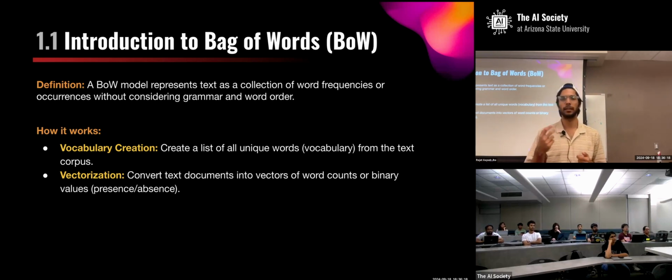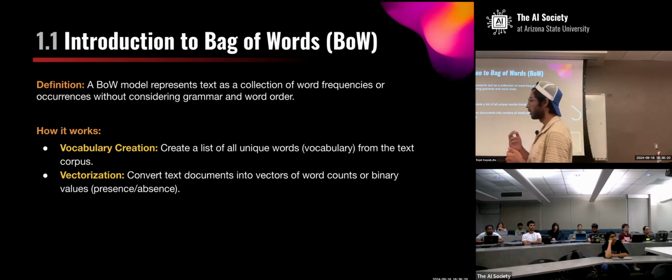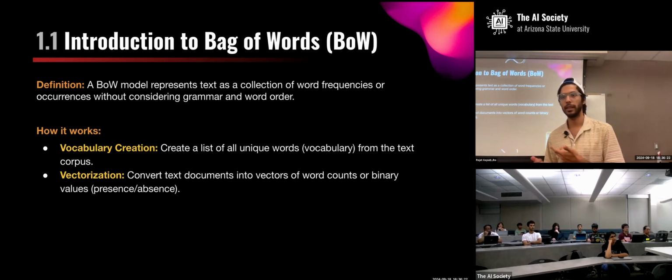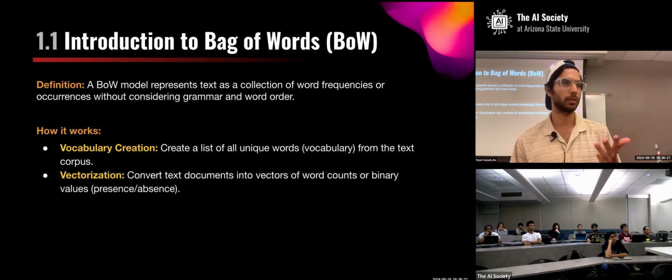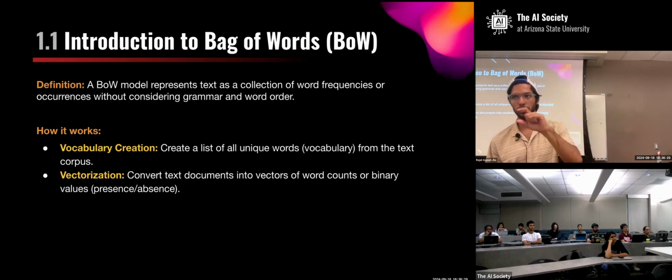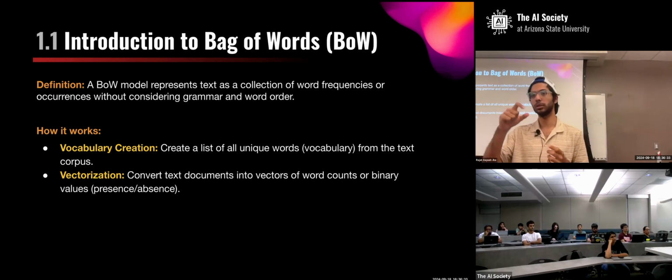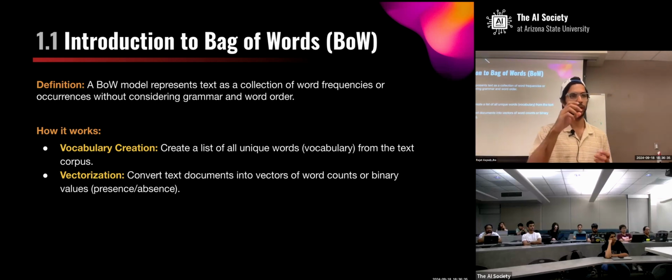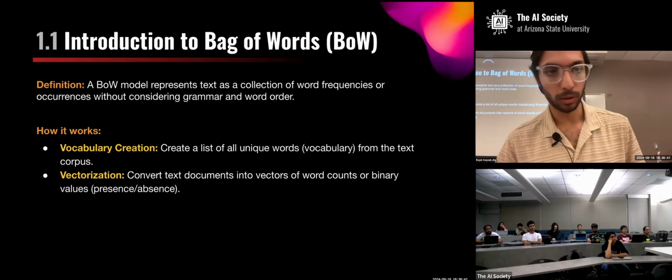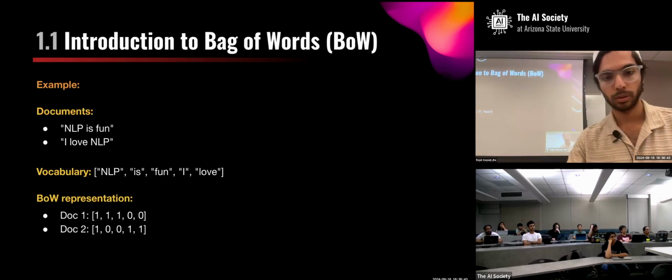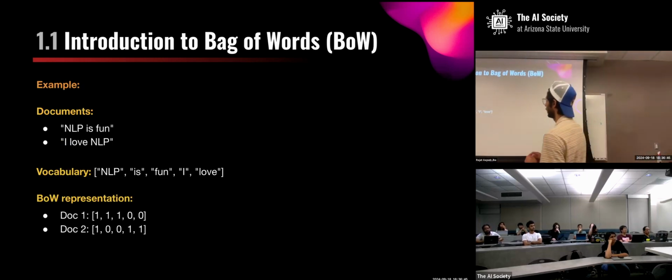For example, let's take two sentences. This is AI society. How many unique words are there? This is AI society, 4 words, right? So the vocabulary size here is 4. And based on the frequency of the words, if the word is present in a particular document, we will assign 1, or if it is not there, we'll assign it 0. So let's see an example. The NLP is fun and I love NLP.